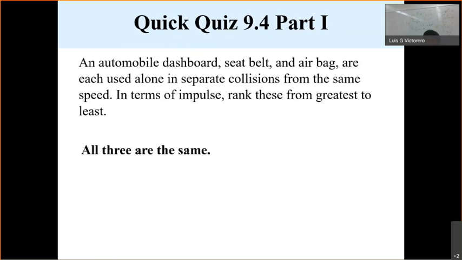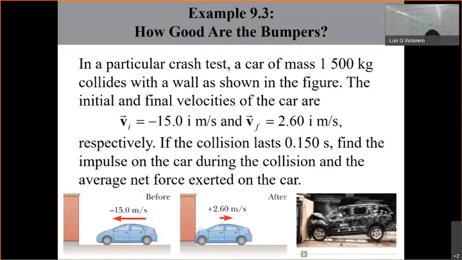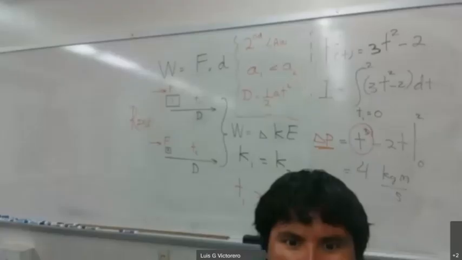It's another question that you have to be careful with. Let's leave this. Okay, there's one example. In a particular crash, you have a mass, you have a car moving. Find that's a very easy problem. So, how good are bumpers, airbag? Yeah, bumpers on the car, right?